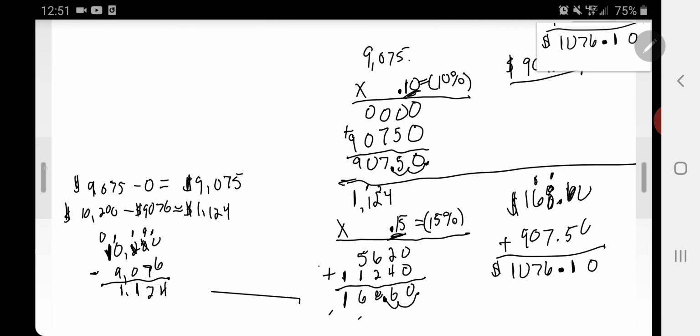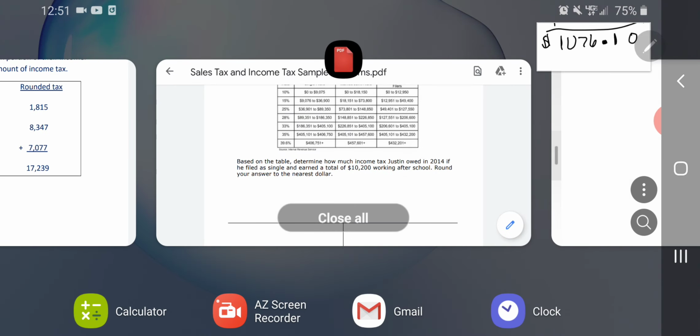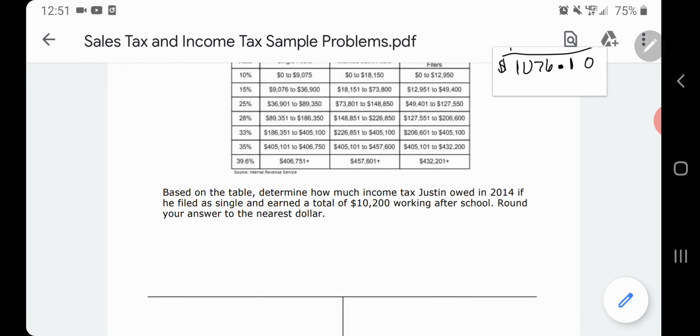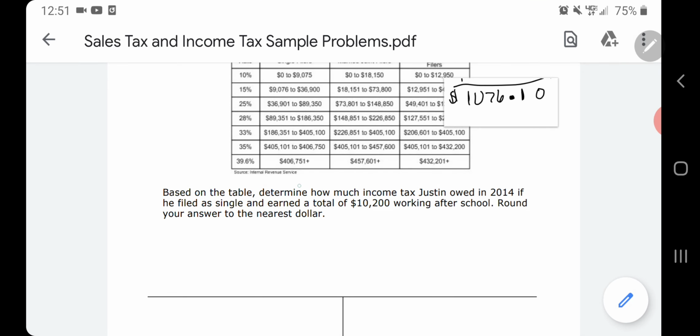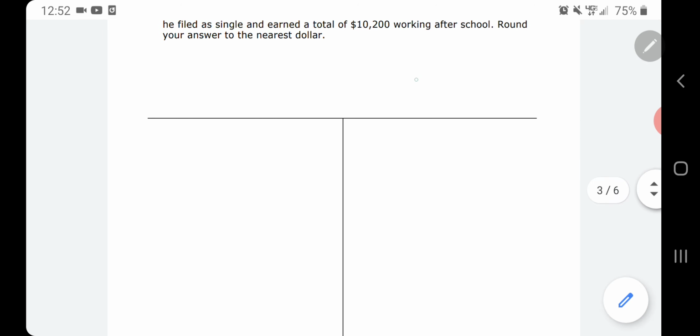Okay, I'll clear these out real quick. So once again, let's see what the question asks. It asks, based on the table, determine how much income tax Justin owed in 2014. So we did find that. It was $1,076.10. Okay, moving on.